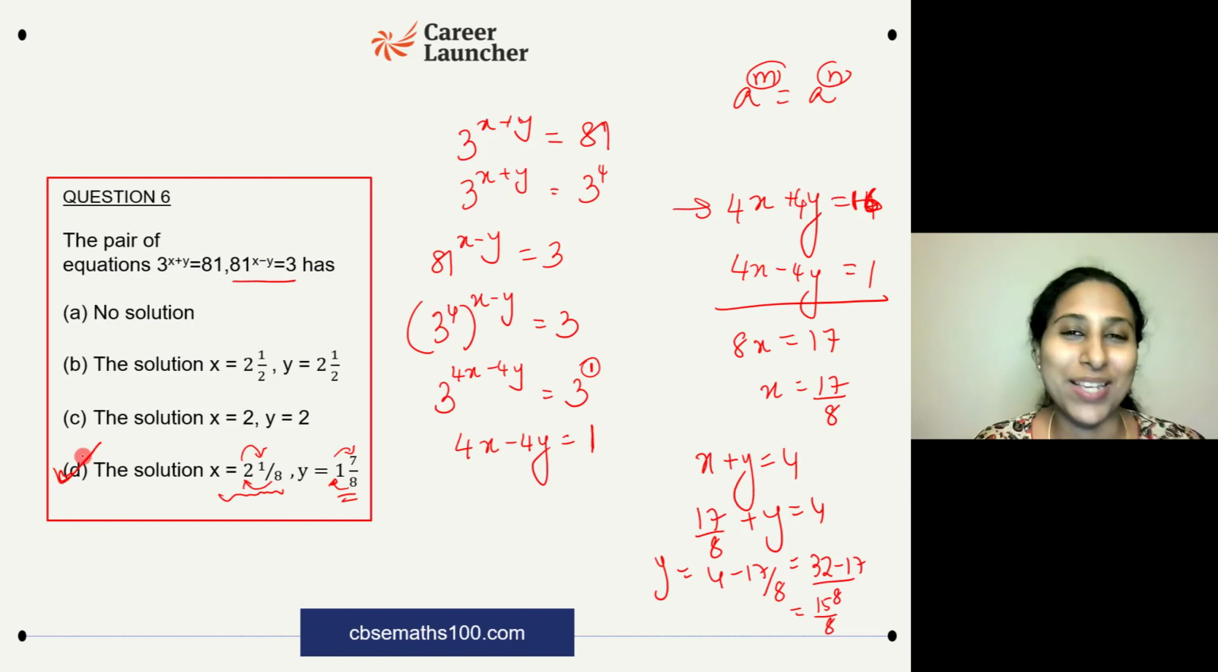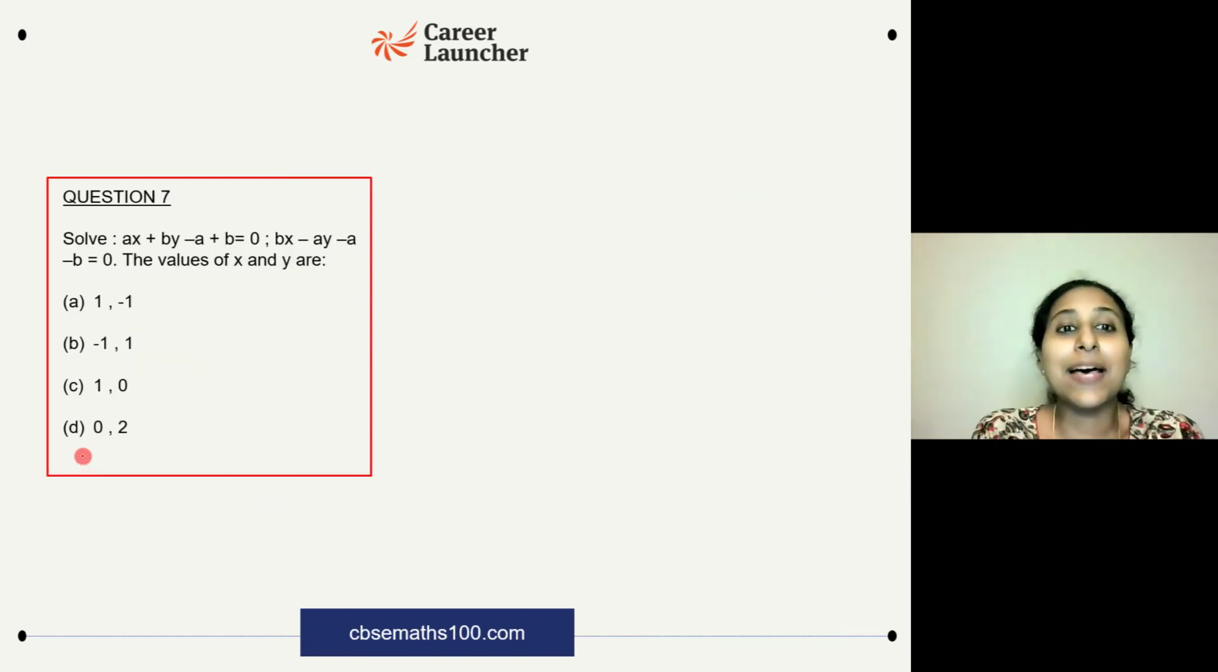Let's try the next question. Question 7. ax plus by minus a plus b is equal to 0. bx minus ay minus a minus b is equal to 0. What are the values of x and y? You have options which are quite easy to substitute here. So one method is where you can substitute options and check.